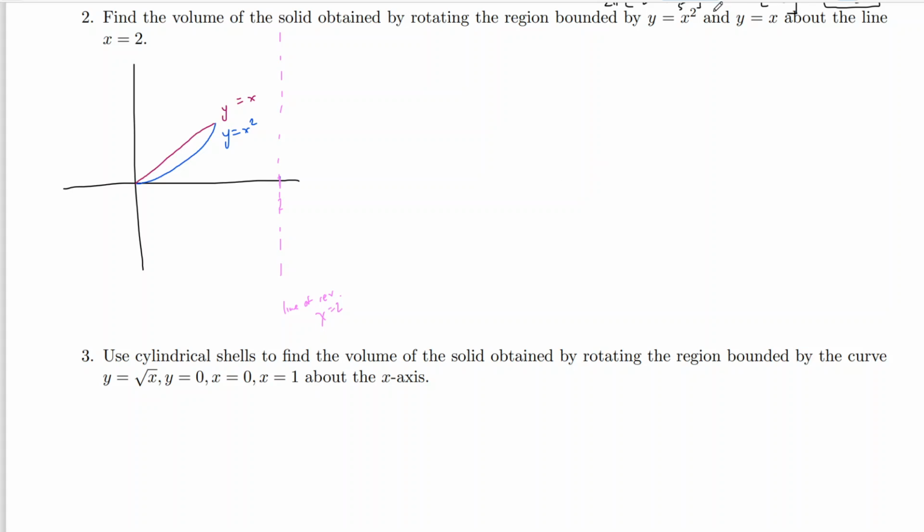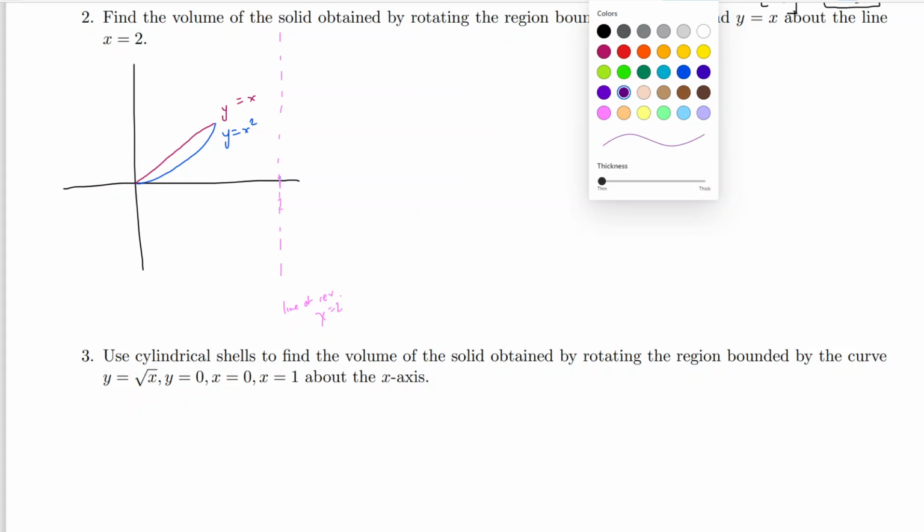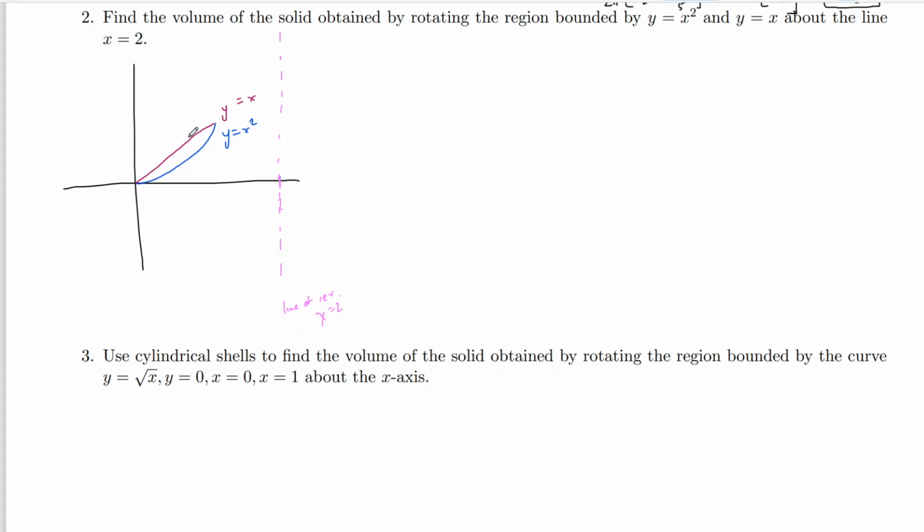All right, so the question is, why is this in the section of cylindrical shells? Why would we want to use this? The main thing is that when you rotate around a vertical line, you have two options. If you want to do cylindrical shells, the shells are going to be parallel. So if we wanted to do cylindrical shells, we would look at something like this. The reason this is so good is you can tell the height right away: it's just the top minus the bottom, x minus x squared.